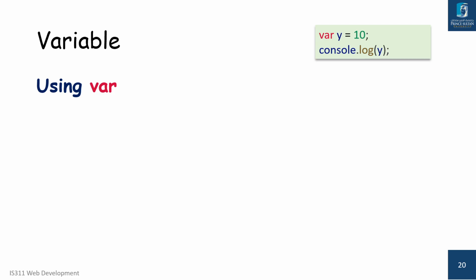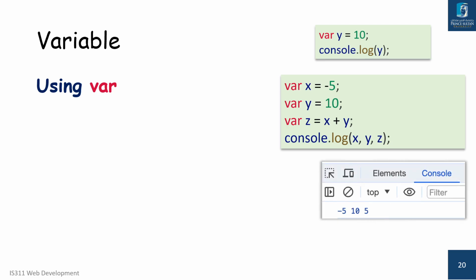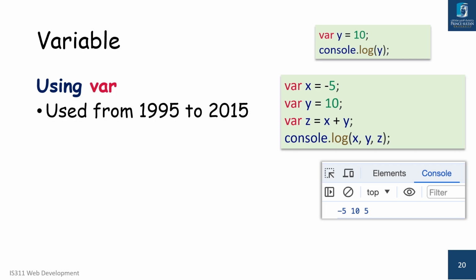Then we can also use the keyword var, and that is in the older version of JavaScript. We have this keyword var to define the variable, and then we can write var x is equal to -5, var y is equal to 10, var z is equal to x plus y, and when you do that, it will give me the same output. We are just using var to declare a variable. From 1995 to 2015, we have been using var. Now whether you use it or not doesn't matter.